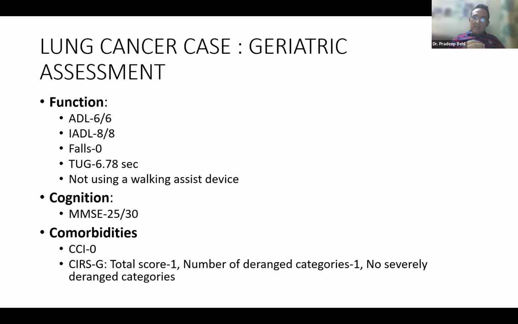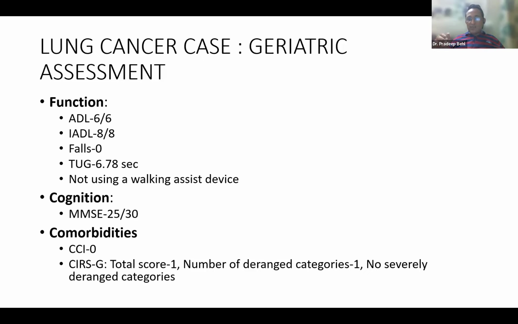MNA is a screening tool, I should say, exactly in such a manner. So the assessment is required subsequent to that. And mind you, the macronutrient deficiency, that is a calorie deficiency or protein deficiency, is more common as compared to micronutrients in our elderly people, which we have seen in our clinical practice. So we have to understand that.